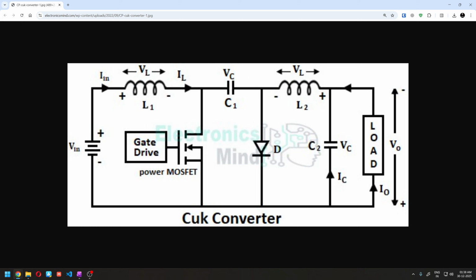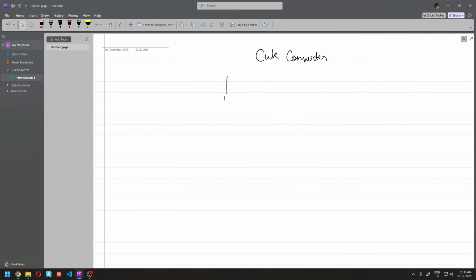So if you give something like 12 volts in and a duty cycle of 50%, you're going to get minus 6 volts on the output, which is half of the input voltage, but opposite polarity. As you can see, it's shown here in this diagram. So now that you know the basics, we can go into the derivation. I'll just go into OneNote here, and let's begin the derivation.